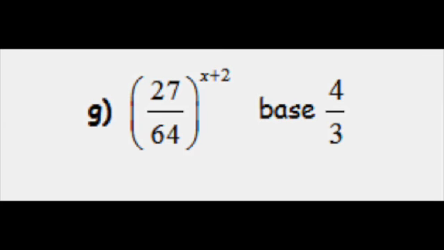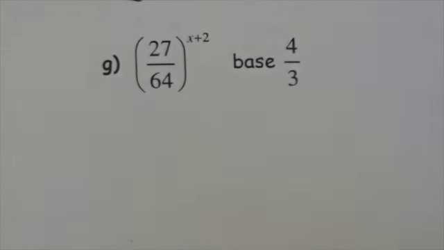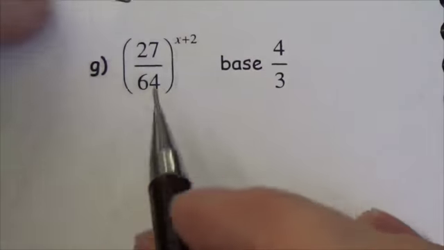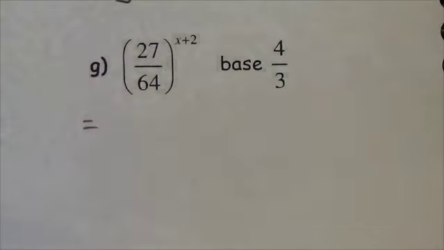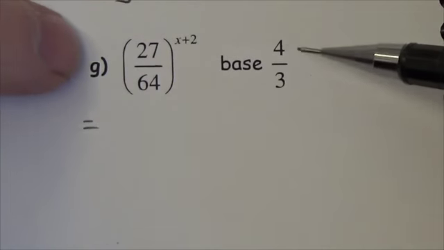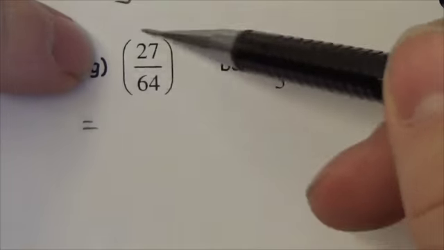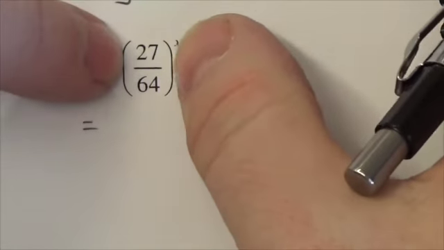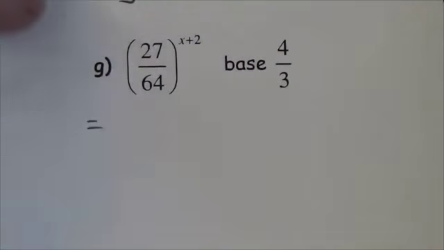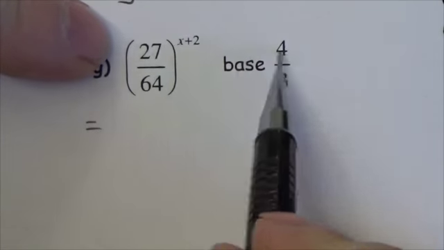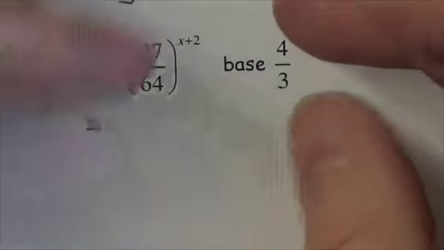27 divided by 64 to the power of x plus 2, converted to a base of 4/3. Okay, now this one's a little bit more challenging because the base is a fraction here. After playing with these for a little while, you should notice that when I ask you to put it at a base of 4/3, I should be able to convert the base of this power to 4/3. But notice that 27 does not align with 4 and 64 does not align with 3. In fact, it's been flipped here.